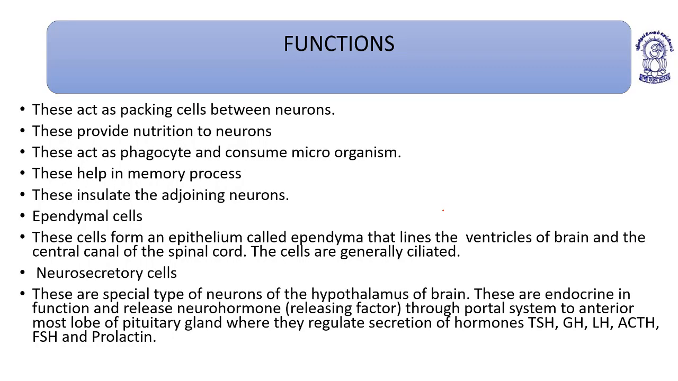Now coming to the next, my dear students, function. Neuroglial cells help in packaging, they provide nutrition, and they act as phagocytes, as in the case of microglial cells, and consume microorganisms. Microglial cells are produced from monocytes. They help in the memory process. These insulate the adjoining neurons.